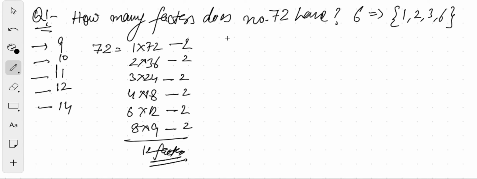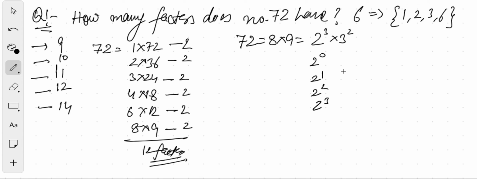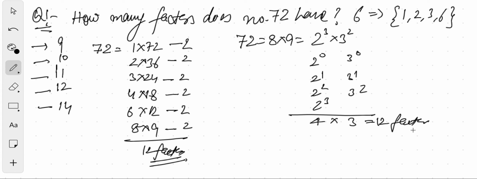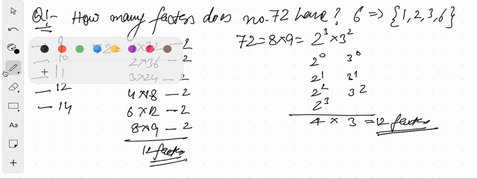Right? Let us quickly verify it. 72 when prime factorized can be written in the form of 2 cube times 3 square, which means 2 raised to the power 0, 1, 2, 3 will be the factors of this number. 3 raised to the power 0, 1, 2 will also be factors of this number. That means the total number of factors will be 4 times 3, that is equal to 12. So verified. Now that we have learned this method, I'm going to formulate it.